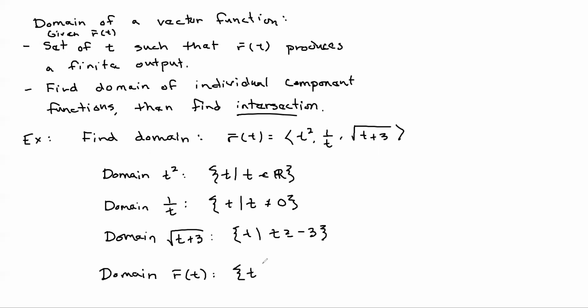So the intersection of these three, all of these have to end up being true. And so to get a true statement for all three, we'd have all real numbers except 0 and greater than or equal to -3. And the all real numbers is implied. Okay, and that's how you go through and find the domain of a vector function. It's by finding the domain of the individual component functions.